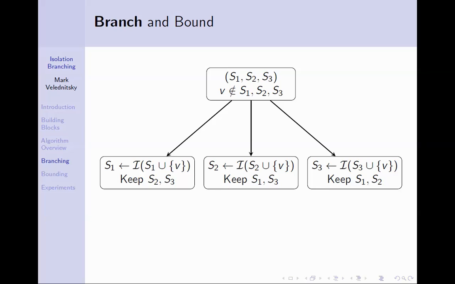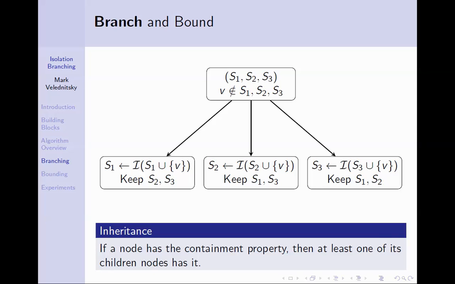And that means that when we took the isolating cut, by the seed set isolation lemma, we also preserved that property. And we call this inheritance. Because we started off with a node that had the containment property, at least one of its children nodes has to have the containment property. For example, in this case, it could be that the containment property went down from the parent node to the node where we added it to source set 3.